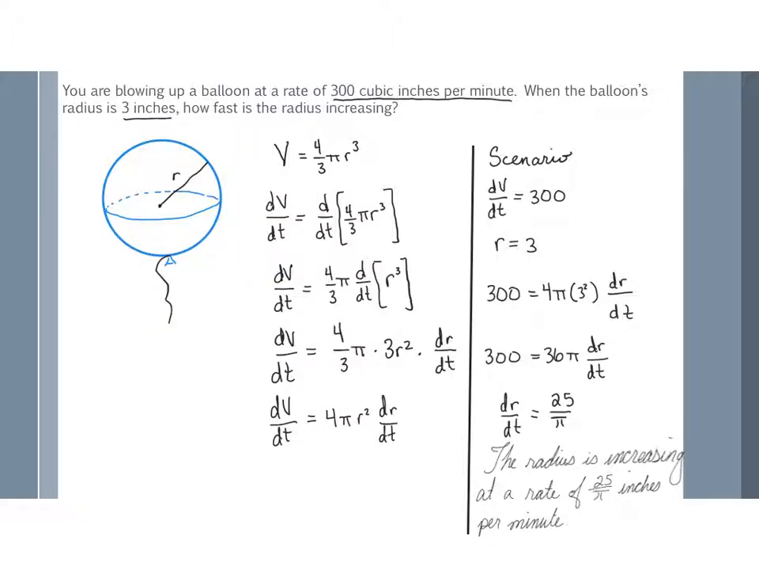Now, how do we know the units of inches per minute? dr relates to the radius, so therefore that will be inches. dt relates to time, and so therefore that will be in minutes in this problem.